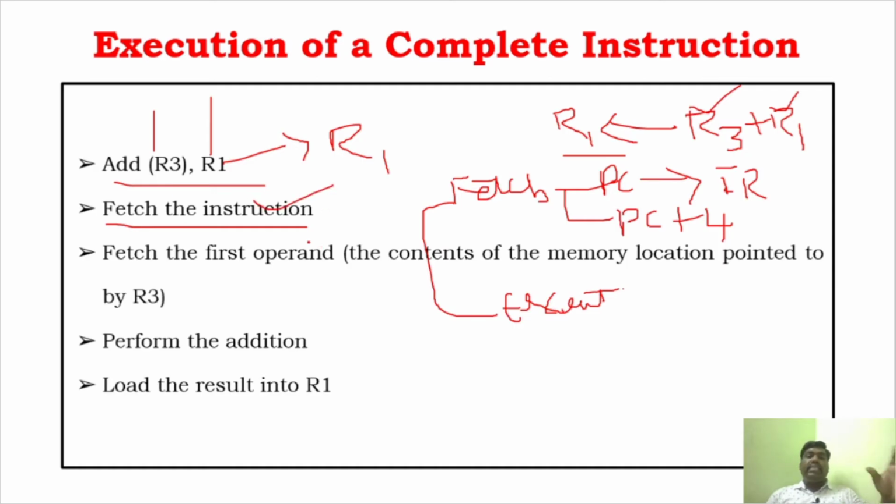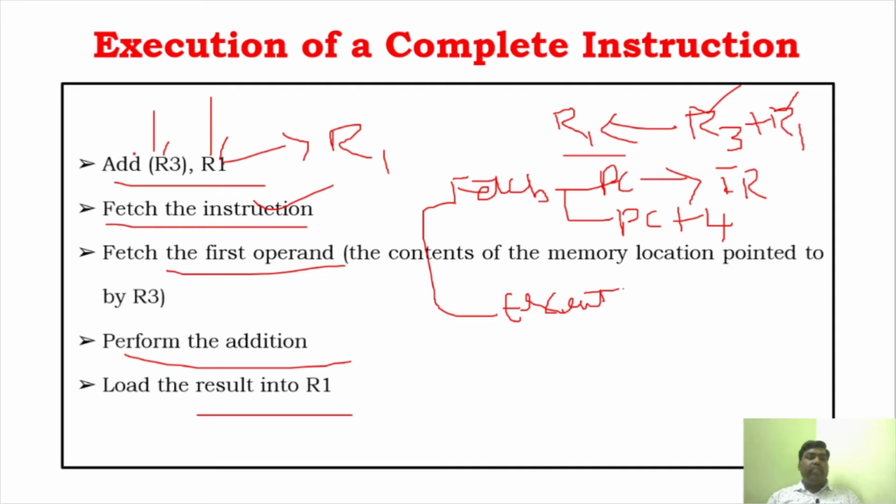And once the instruction is fetched, what do we have to do? We have to fetch the operand. That is, we have to fetch the data of R3, and then fetch the data of R1. Then we have to perform the addition using the ALU, and then save that in R1. I'm just explaining this particular instruction alone.